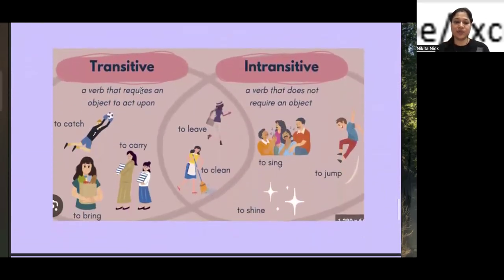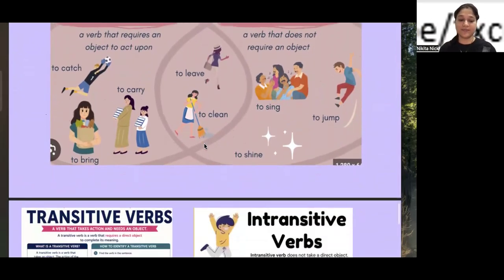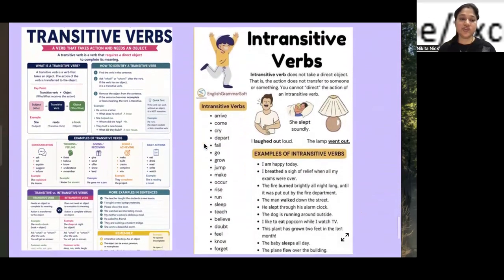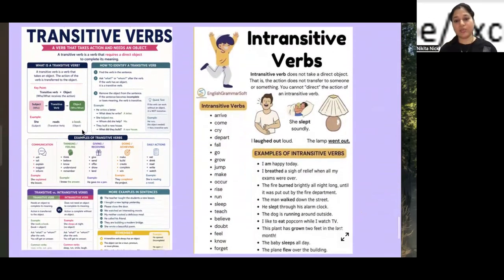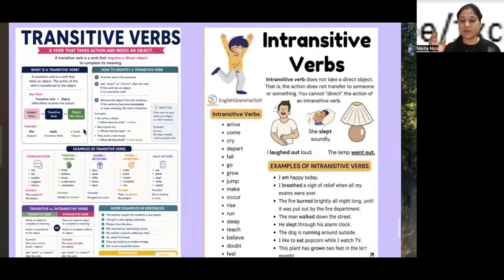You can see this example. Transitive and intransitive verb: one requires an object to act upon, the other does not require an object. To sing, to jump, to shine, it doesn't need an object. But to catch a ball, to bring a book or vegetables, to carry boxes or bags, here you need an object. To leave, to clean, it's common, transitive or intransitive. Okay, the same picture, to explain it further, you can pause it and read it for yourself. So you will better understand.